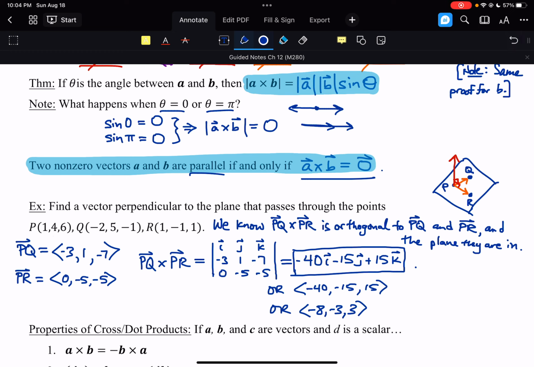So this would be a vector, the red vector right here, that is orthogonal to PQ and PR, and thus is orthogonal to everything in this plane. Okay, and we're going to be using this fact in the upcoming sections as well.